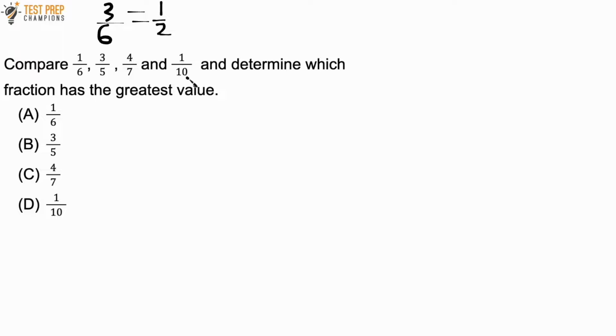And I can say something similar about 1/10, right? So what is half of 10? Half of 10 is 5. So I can say that 5/10 equals half. Now, since 1 is a smaller number than 5, I know that the value of 1/10 must be something less than half. But I can't say the same thing about 3/5 or 4/7.